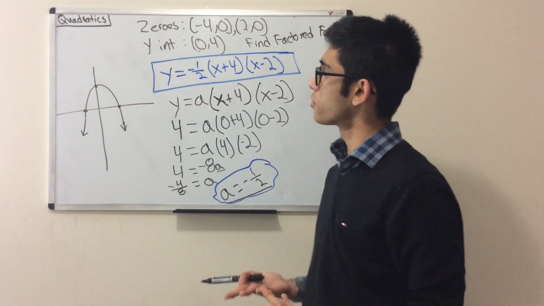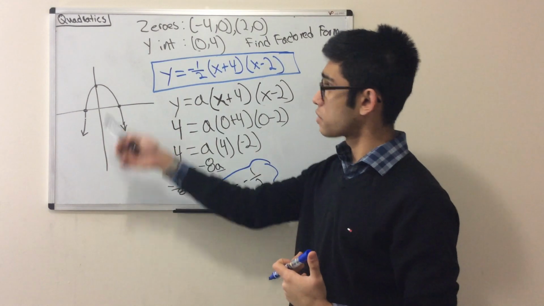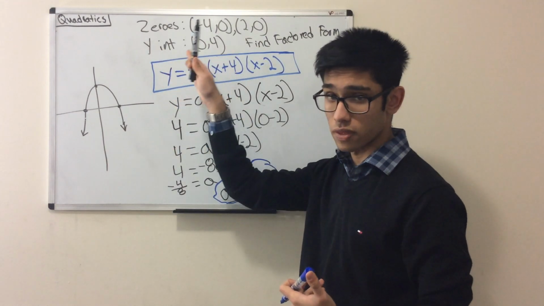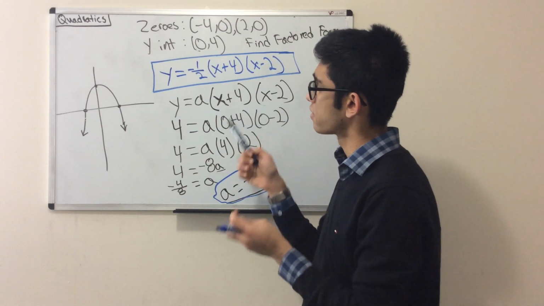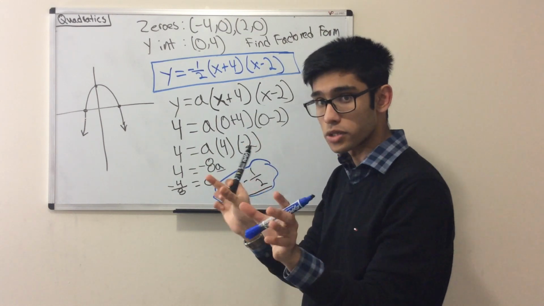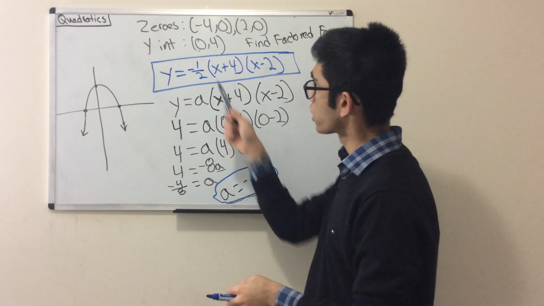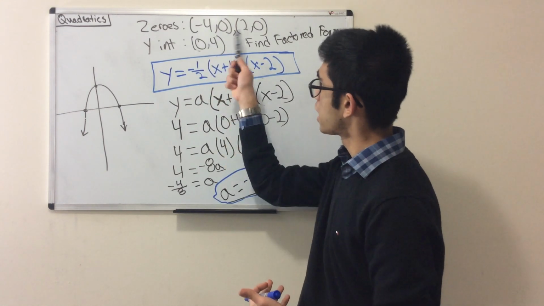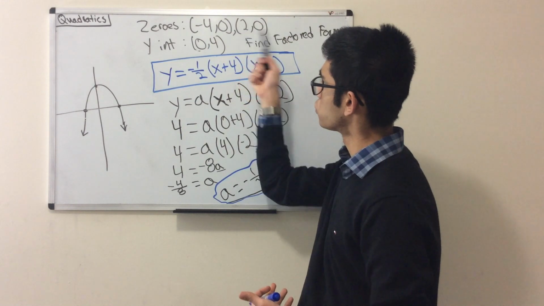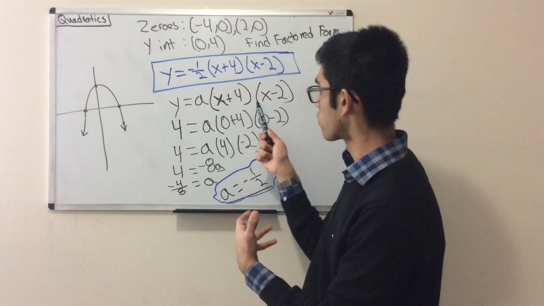Again, how did I work through this problem? I had my zeros, I had my y-intercept, so it's always good to write those down. Then I put it in factored form, right? Factored form is taking the zeros and writing them as two expressions. So I wrote x plus 4 because my zero was negative 4, 0. Remember, I switched the sign, x plus 4. And then I wrote x minus 2 because 2, 0 was my zero.